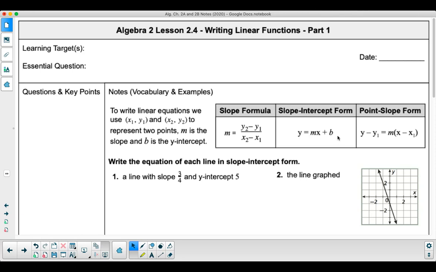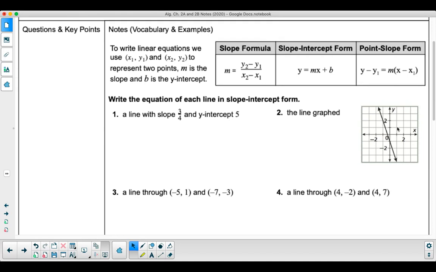And then slope-intercept form combines the slope and the y-intercept. The y-intercept is the point where your line crosses the y-axis. And then point slope form is helpful if you're given just a single point and the slope. So point slope, if you have the slope and a single point, you will want to use that.